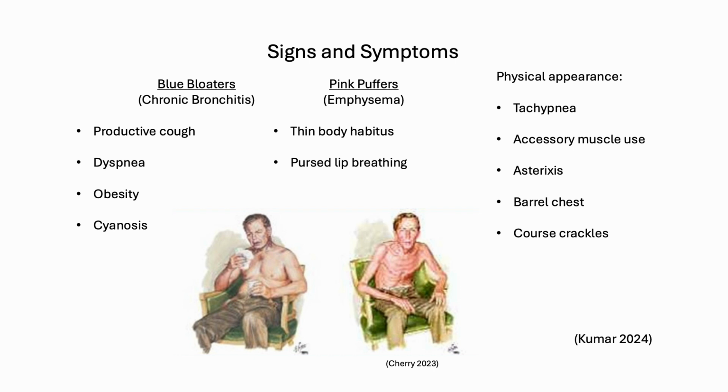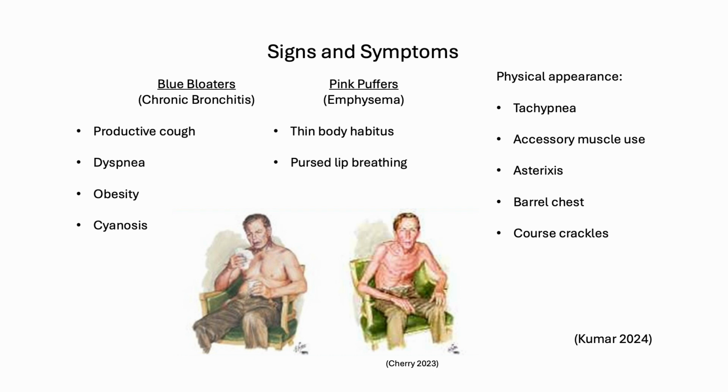Blue bloaters have predominant features of a productive cough, dyspnea, obesity, and cyanosis as a result of reduced oxygen levels in the blood. And pink puffers are characterized by a normal or thin body habitus and pursed-lip breathing that assists in keeping the bronchioles from collapsing in attempts to improve ventilation. Most COPD patients typically have an overlap of both characteristics.